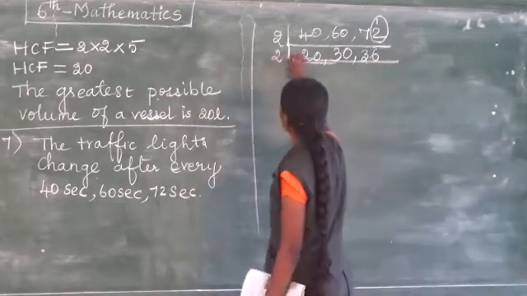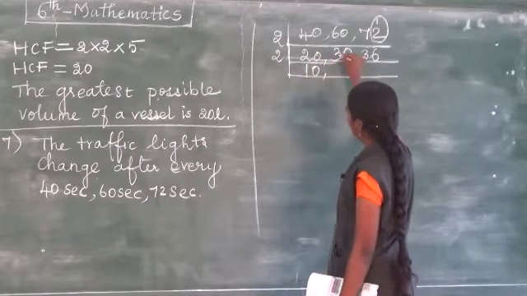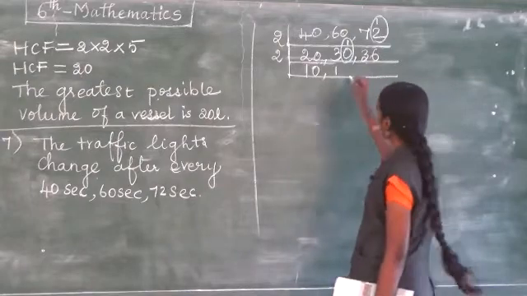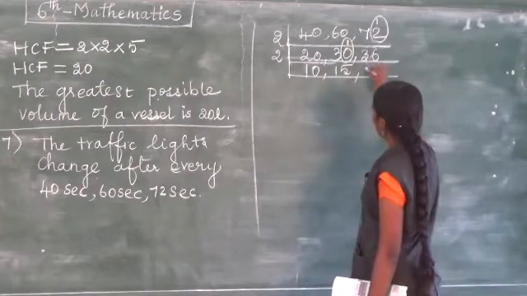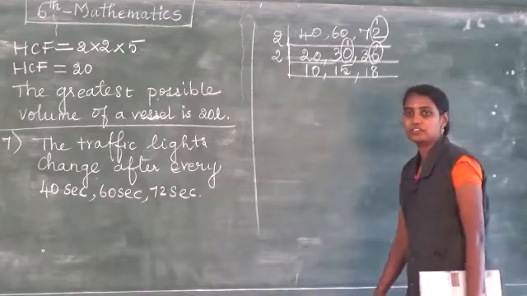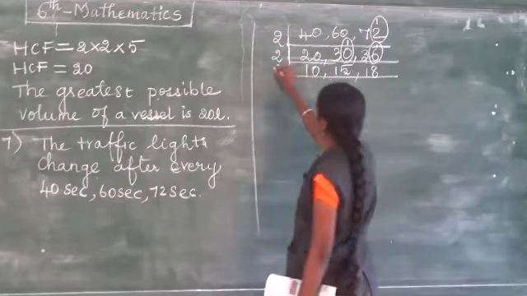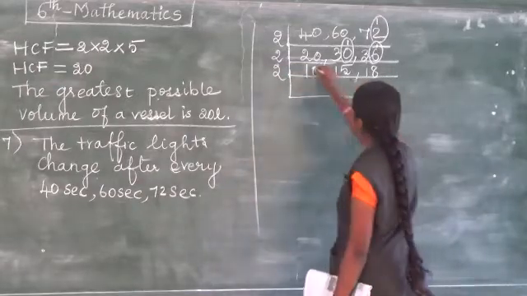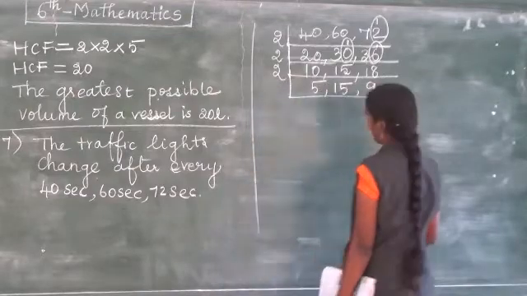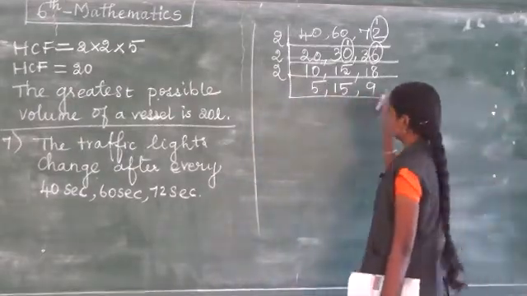Again 2 table, 1, 0, then 1, remainder 1, becomes 10. 10, how many times? 5 times. Then 1, remainder 1, 18. Again we can follow the 2 table because 10 is there, 18 is there. 5, 15, then 9 times. Now we cannot divide in the 2 table because everything is an odd number.